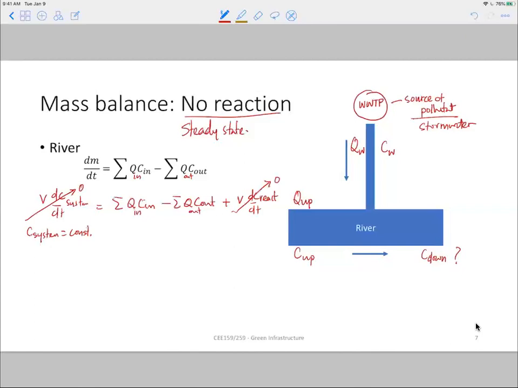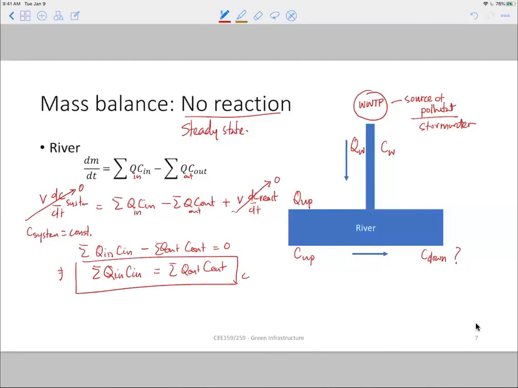If you do that, the equation becomes very simple. It will be Q in C in minus Q out C out equals 0. What that means is, this is the typical mass balance equation where we can say that the total mass coming in should be the total mass coming out of the system. So this is the mass balance equation for the contaminant.